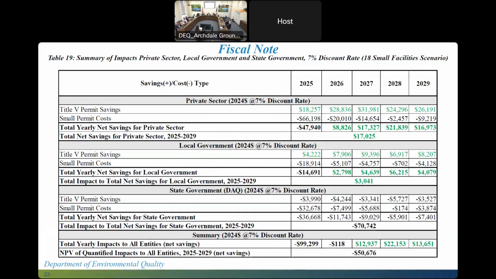And this next scenario shows where all 18 of the facilities would obtain small permits. So the net savings to the private sector is $17,025. Net savings to local government is $3,041. Net cost to the state government is $70,742, resulting in a total net cost of $50,676.